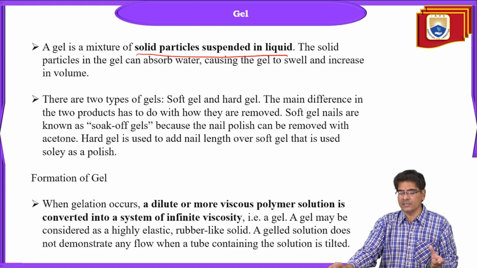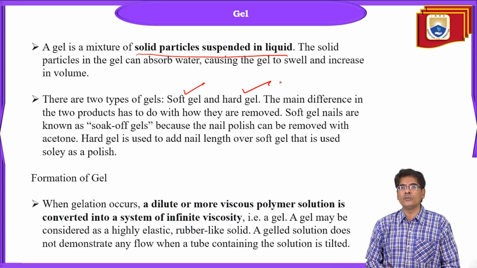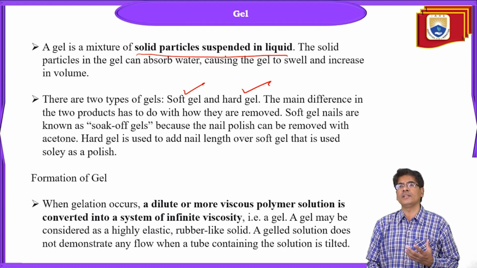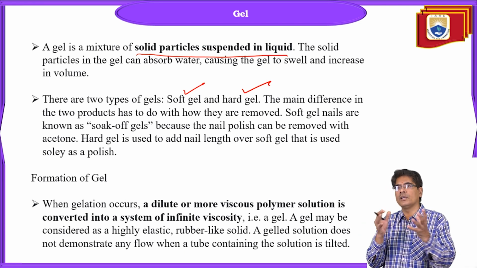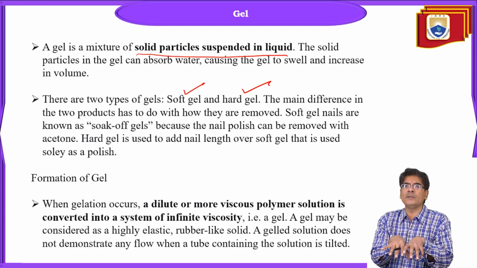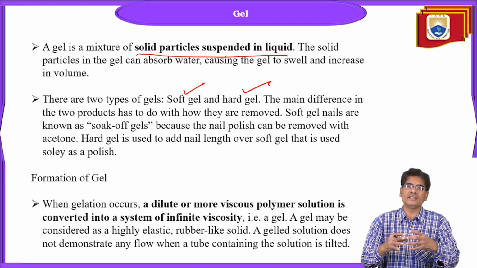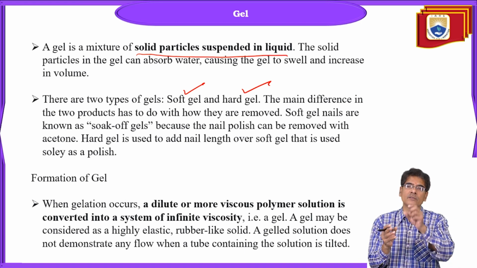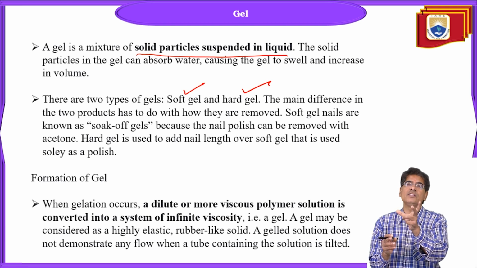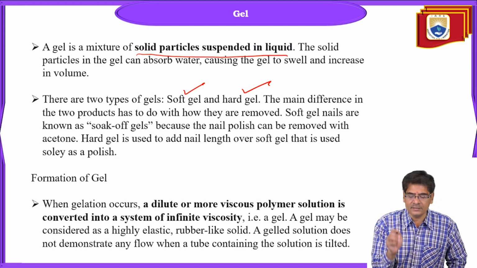There are two types of gels, as we know: a soft gel and a hard gel. A gel is a mixture of solid particles suspended in liquid. The solid particles can absorb water, causing the gel to swell, that is, the volume of the gel can be increased when the solid form of gel is immersed in a liquid. Based on that, there are two types of gels, soft gel and hard gel.